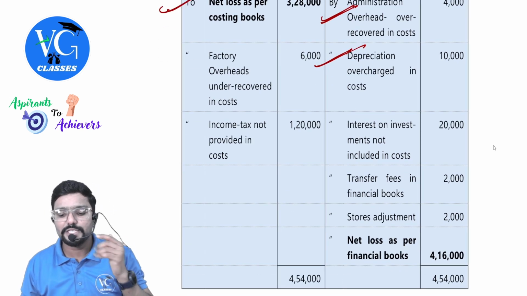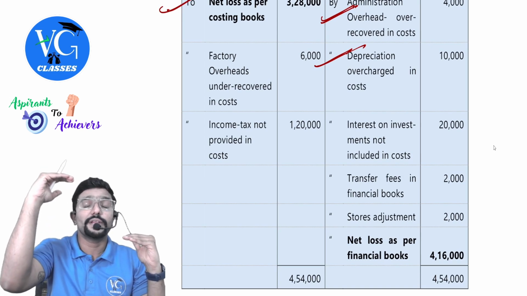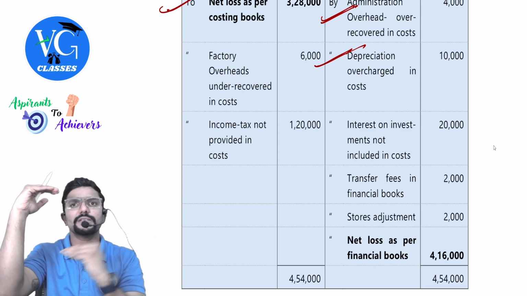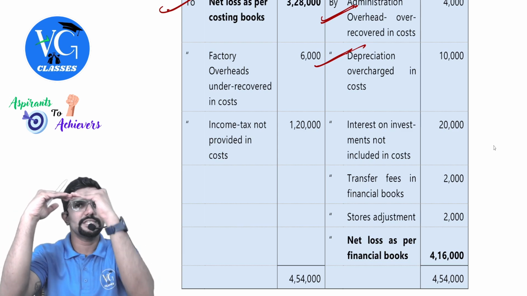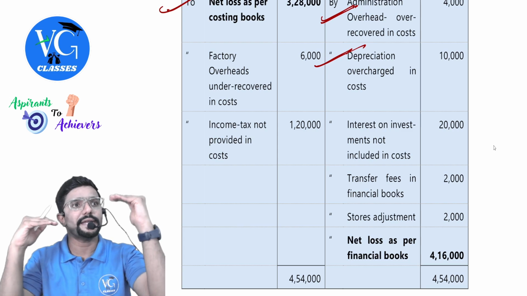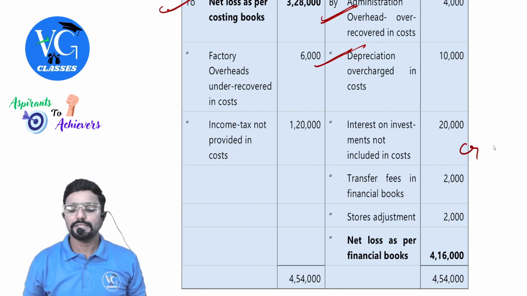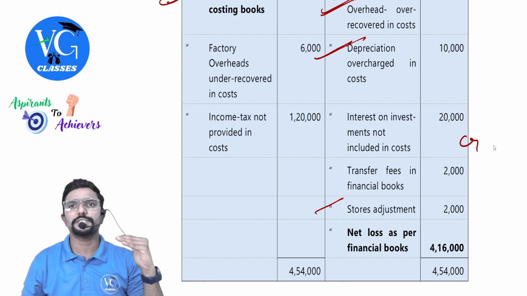Then interest on investments not included in cost. Guys, because of this, my financial profit has gone up, whereas my costing profit is the same because we have not recorded it in my costing books. My starting point is costing profit now. If I have to match it with financial, what should I do? Add it. Anything to be added should be recorded on credits. Same way transfer fee and stores, same story. Credit only in financial books.